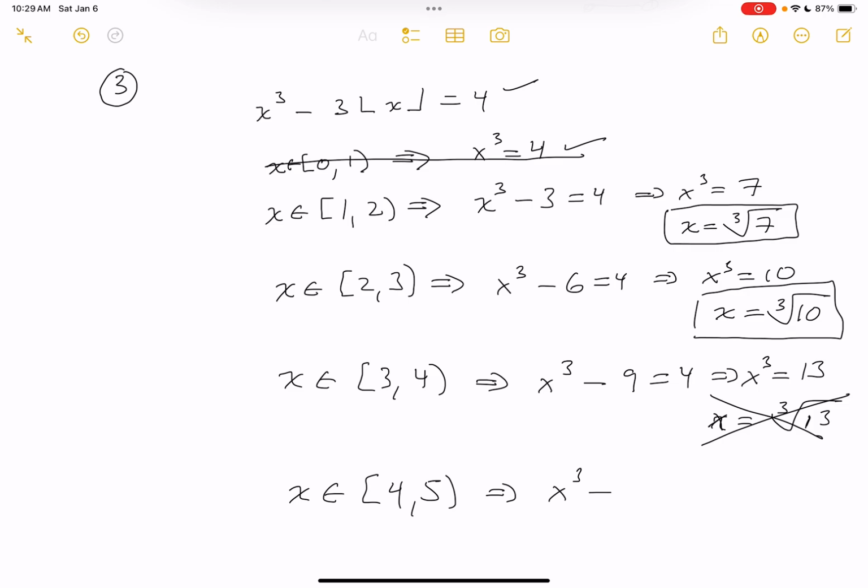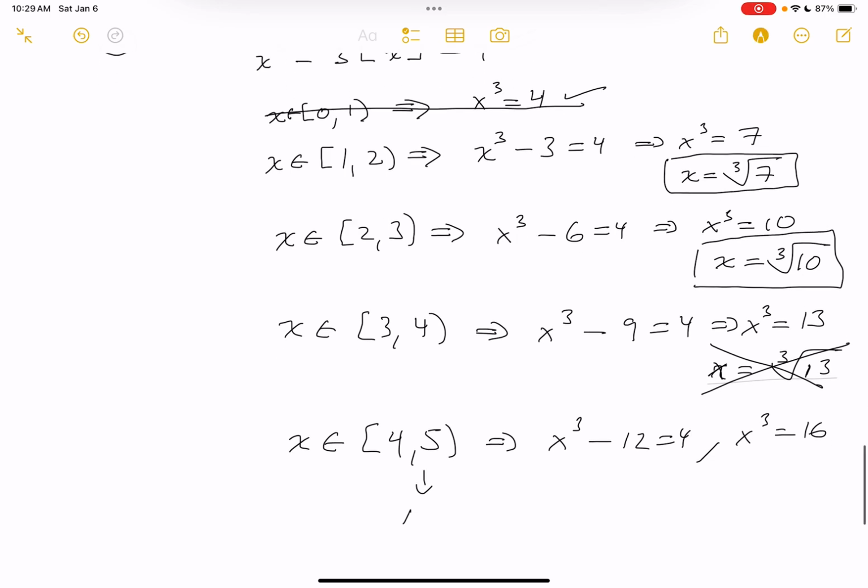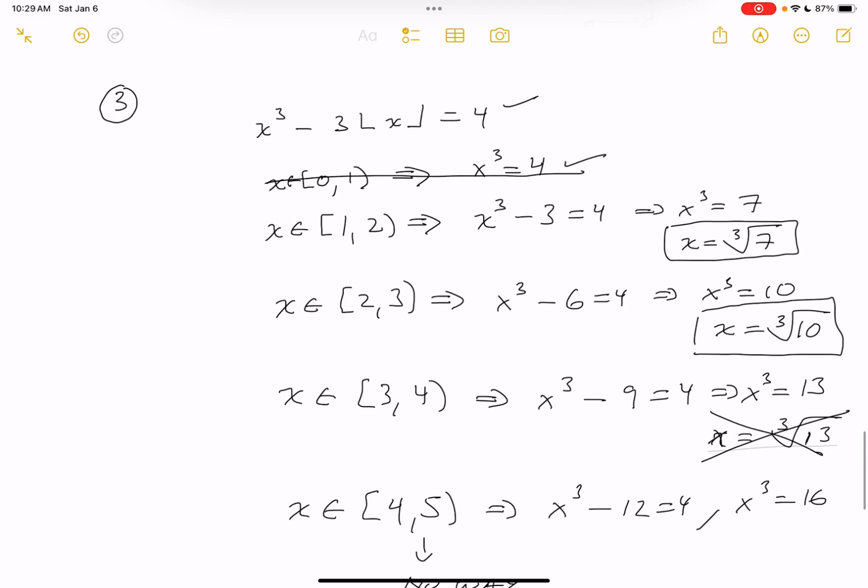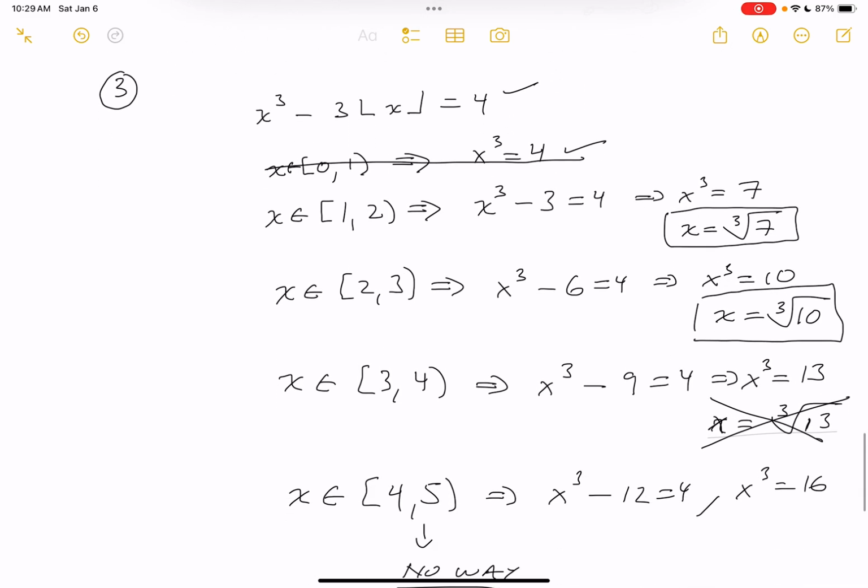That's going to be 4 times 3, which is 12. Is equal to 4. And again, x cubed would equal 16. And everything that follows is out of the question. No way. Not going to find any more solutions in that direction. I didn't go in the other direction, though, did I? Let's do that now.